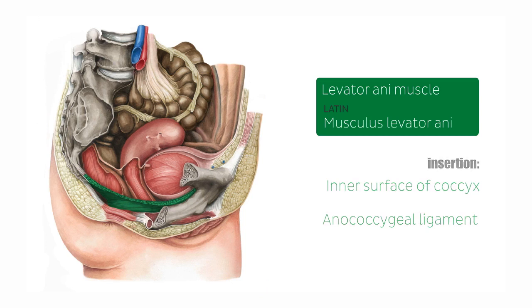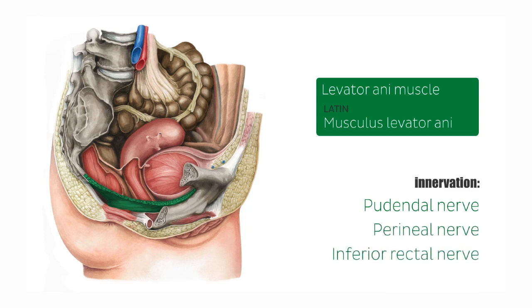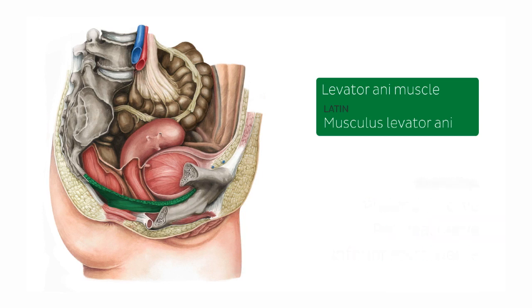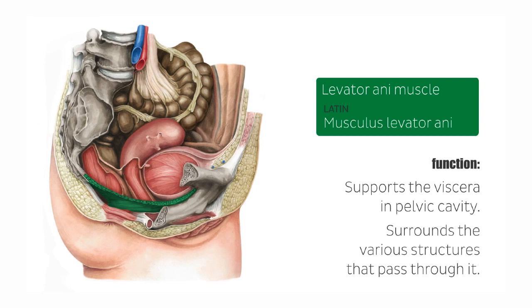The levator ani will be innervated mostly by the pudendal nerve, the perineal nerve, and also the inferior rectal nerve. When it comes to the different functions or actions associated with the levator ani, you can see clearly on this image that this muscle is going to be supporting the organs or the viscera in the pelvic cavity. You can clearly see here how it's serving as a support system for all these organs that sit above it. The muscle will also be surrounding various structures that pass through it.